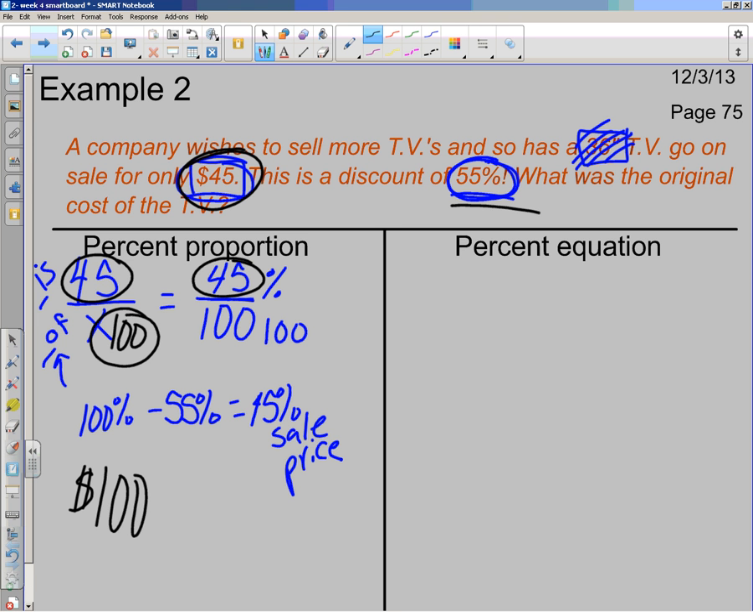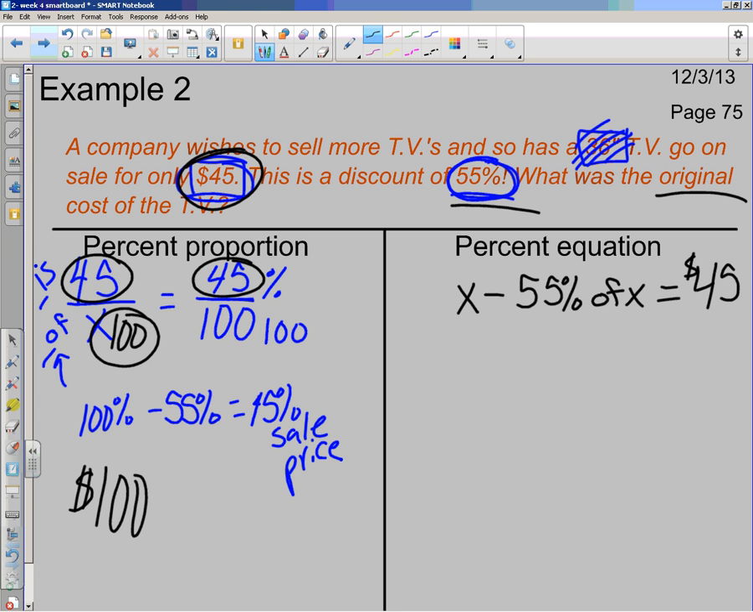Let's look at the percent equation for this. I am looking for the original cost of the TV. That is my unknown, so I'm going to call that X. And what is happening to X? I am subtracting 55% of X. So X minus 55% of X, because X is the original price, 55% is my discount, and it's going to equal $45.